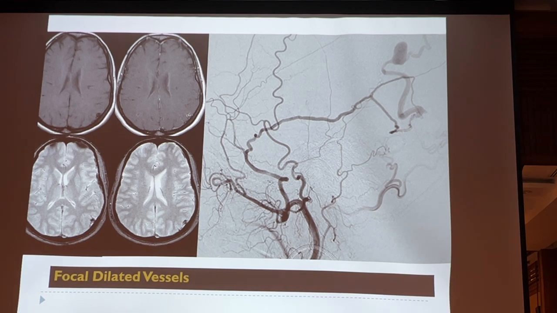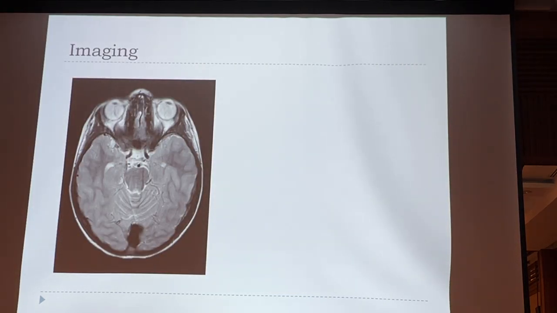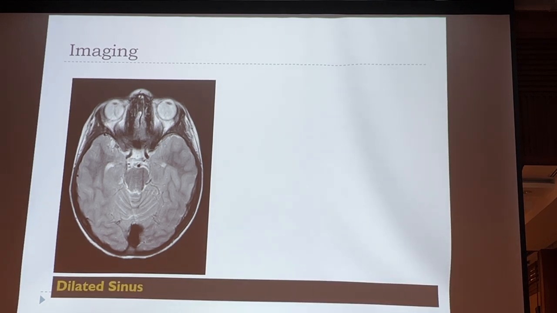So look for focal dilated vessels. Sometimes you just have a focal dilated sinus, as in this example here, but of course we'll need to have additional findings, such as also a dilated MMA.